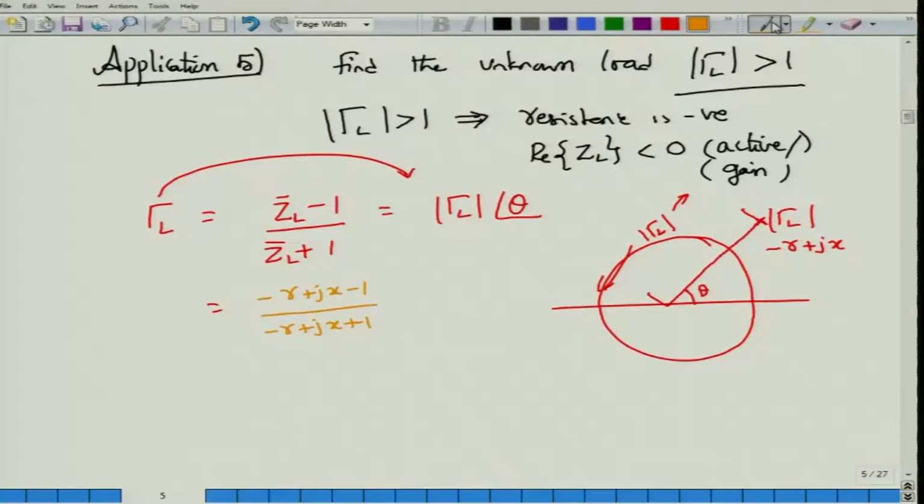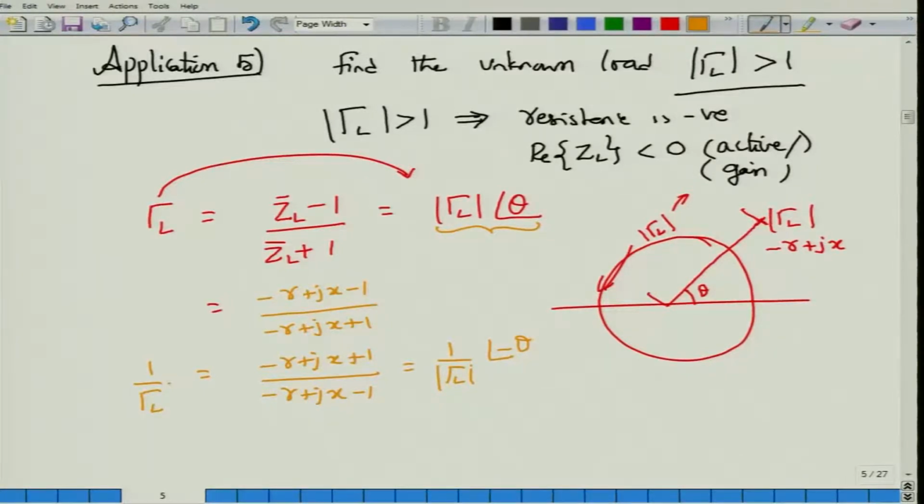What I now consider is an interesting thing. Let me consider what is 1 by gamma L. 1 by gamma L will be equal to minus R plus Jx plus 1 because it goes onto the numerator and this fellow goes to the denominator, right. And what will happen to this gamma L and an angle theta? That will become 1 by magnitude gamma L at an angle of minus theta, which is okay.